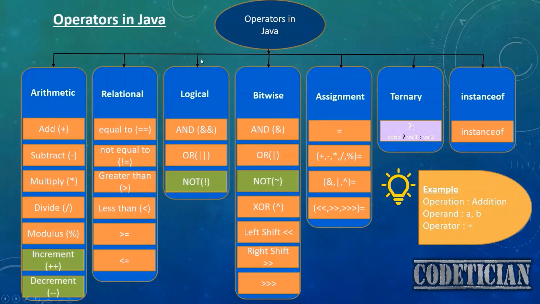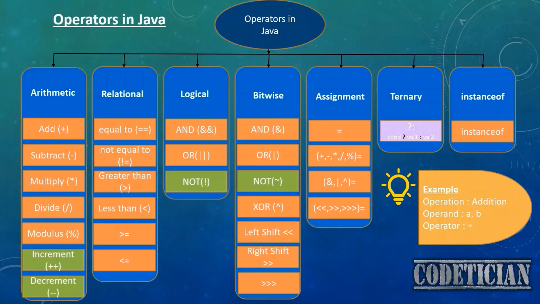The third category is logical operators. Logical operators are those that do logical operations on Boolean expressions or Boolean operands. So logical operators can only be applied on Boolean operands, and the result of logical operators is also a Boolean value. Here there is one unary operator, which is NOT, and it negates the Boolean value. Suppose you have an operand as true, and if you do a logical NOT, it will turn into false and vice versa.